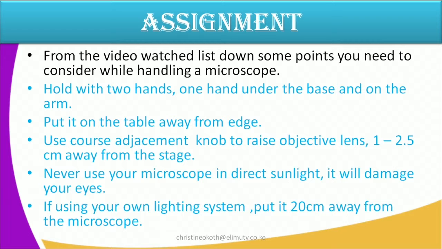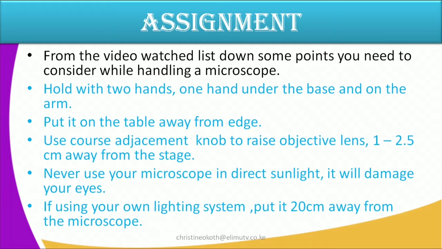So I'll just list a few points that will help us to know what we are doing when we are handling a microscope. The first thing we have to bear in mind, you should hold the microscope with two hands. One hand should be placed under the base and the other one on the arm so that the microscope does not fall and it's stable on your hand. Then another thing that you have to consider while handling a light microscope, always put the microscope on the table somewhere at the center and very far from the edge.